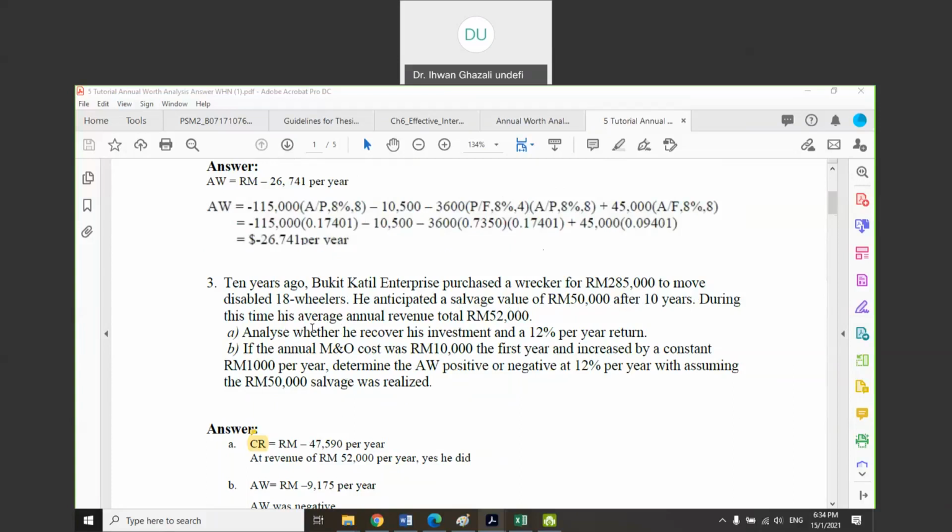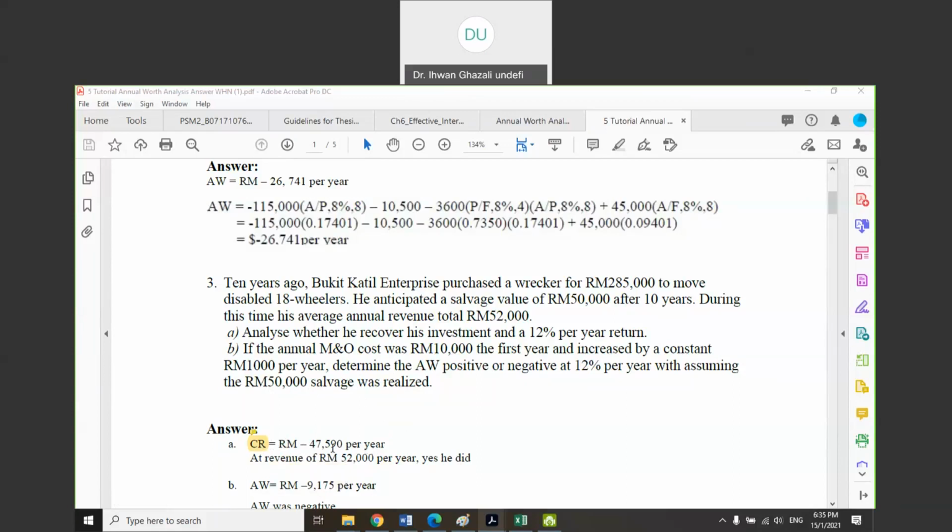During this time, his average annual revenue total is 52,000. And then analyze whether he recovers his investment at 12% per year return. And if the annual M&O cost, maintenance and operation cost, was 10,000 per year and increased by a constant 1,000 ringgit per year, determine whether the annual worth is positive or negative at 12% per year, assuming the 50,000 ringgit salvage was realized.